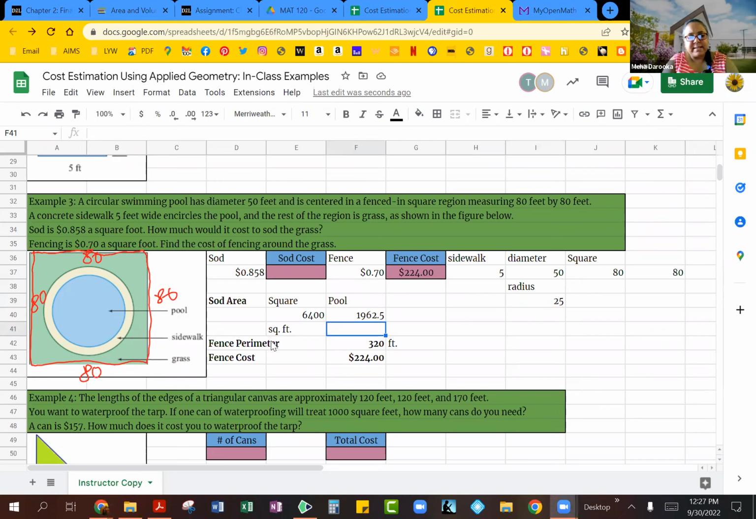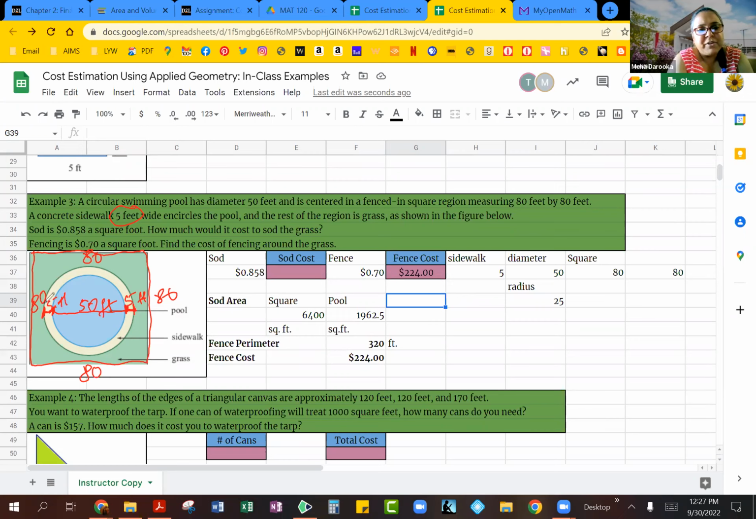Yeah, Michael, that's kind of what I was thinking after we talked about the pool. So now they're telling us that the pool is also surrounded by a sidewalk, which is 5 feet wide. So if you think about this, our diameter of the pool is 50 feet, and then you are surrounded by a sidewalk, which is 5 feet wide. So this little section here is 5 feet, and this little section over here is also 5 feet.